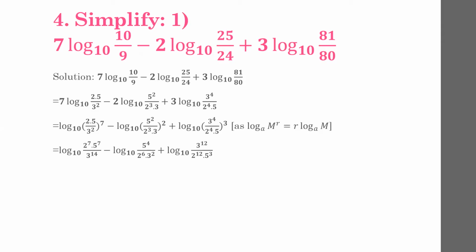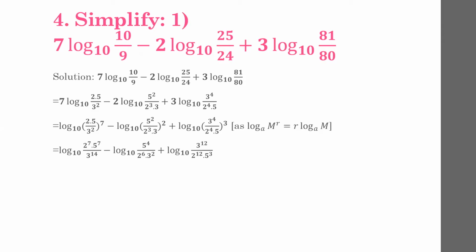So log₁₀ of 2⁷×5⁷/3¹⁴. For the second term, (5²/(2³×3)) whole squared will become log₁₀ of 5⁴/(2⁶×3²). And the third term, log₁₀ of 3¹²/(2¹²×5³), where in the previous line it was (3⁴/(2⁴×5)) whole cubed. Now they are in their simplest form, or prime factorization form.